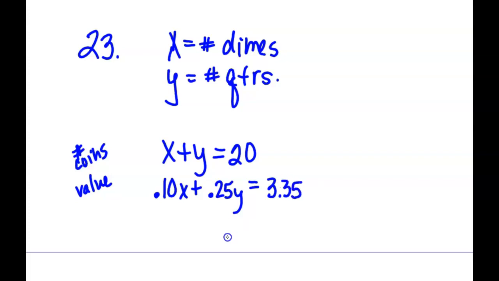All right. We could do substitution. We could do elimination. Eventually, you'll be able to do matrices. Just solve that. How we doing?